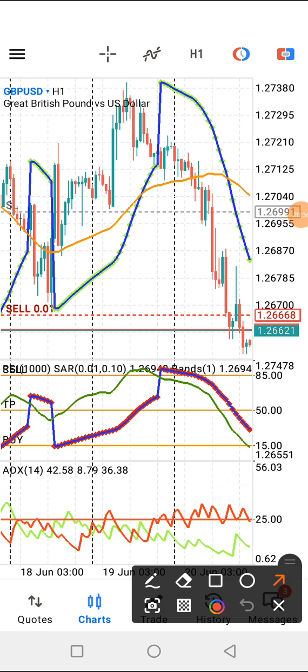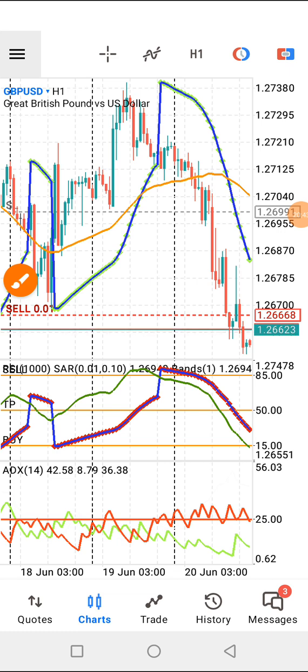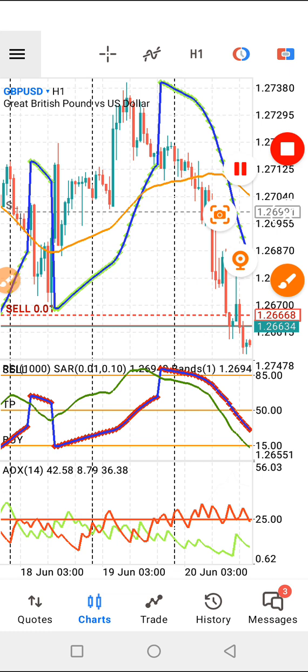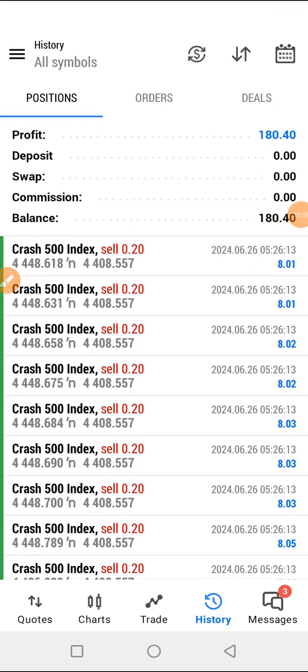So now I'm going to switch to my indices account. That means I want to show you guys something there. For those of you who are asking for a strategy that's going to work perfectly. Alright, this is my Deriv account trades.